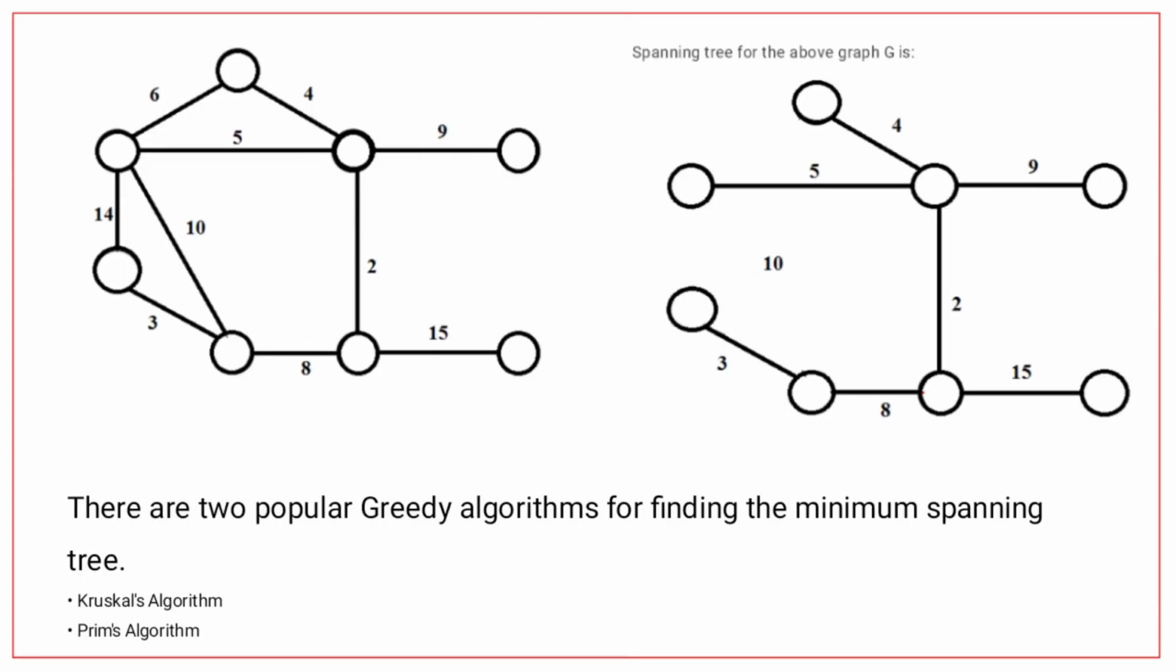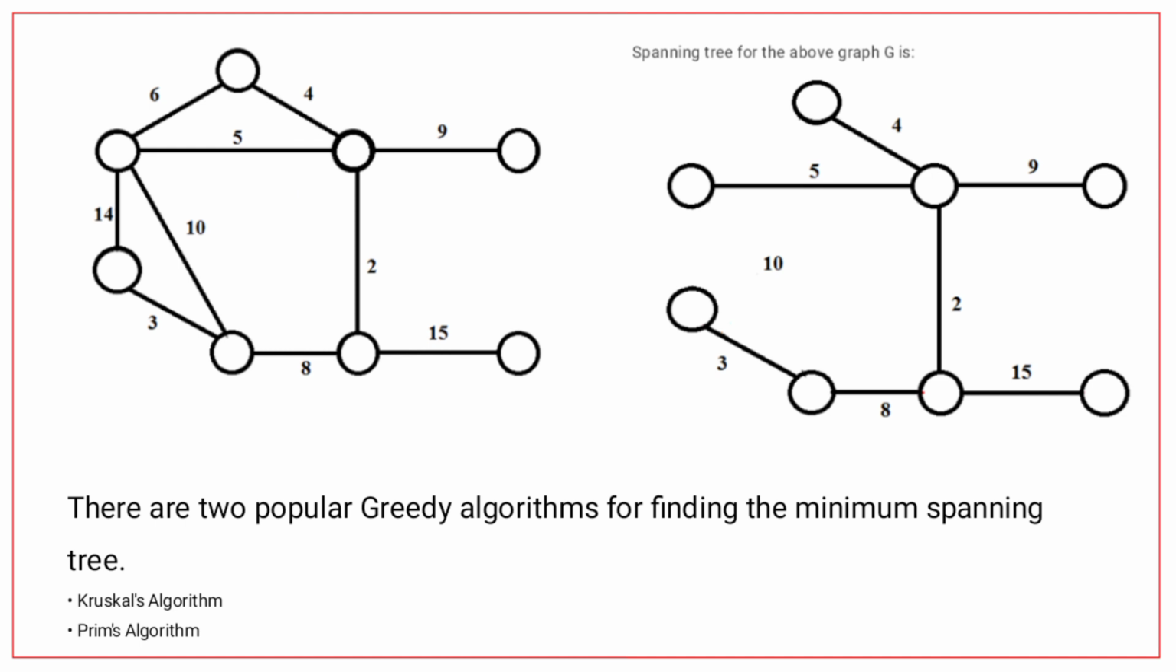Now consider the following graph. Find the minimum weight spanning tree of graph. Now see the figure first and see the figure second. There are two popular greedy algorithms for finding the minimum spanning tree. One algorithm is Kruskal algorithm and second is Prim algorithm.